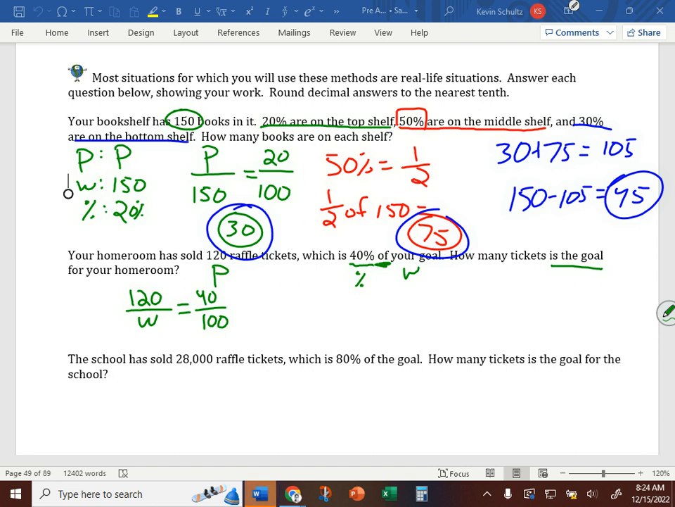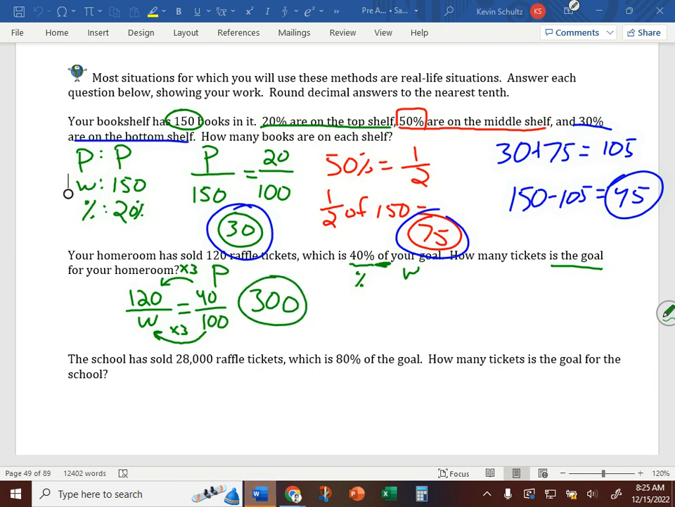This one sets up pretty nice for scale factor, doesn't it? Can we get from 40 to 120 pretty easily? 40 times what is 120? They both end in a 0, so you can ignore them. 4 times what is 12? 3, right? So our scale factor here, 40 times 3 is 120, which means we can multiply 100 by 3 to get 300, right? The goal is 300 tickets.